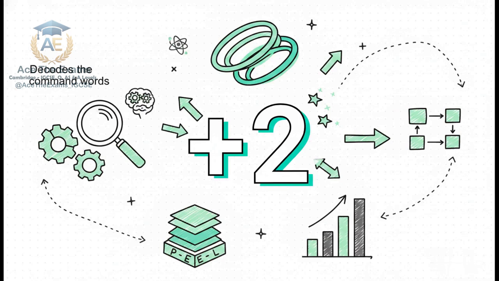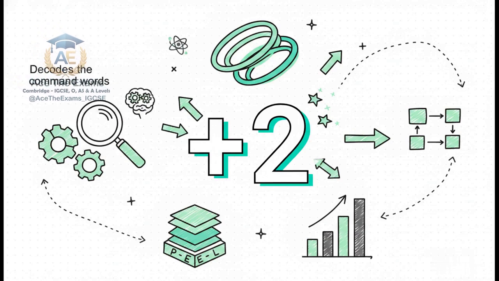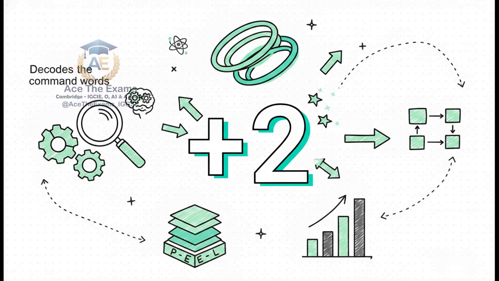Now notice this massive +2 on the screen. Students who implement these physics strategies see an average improvement of 2 grade boundaries. Let me repeat that, 2 full grade boundaries. That is your mark potential rocketing toward 100%, but only if they practice consistently with our weekly explainers.